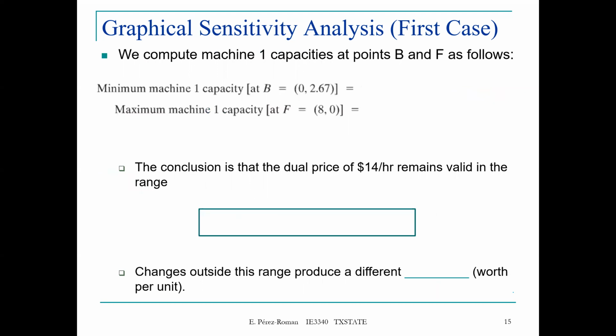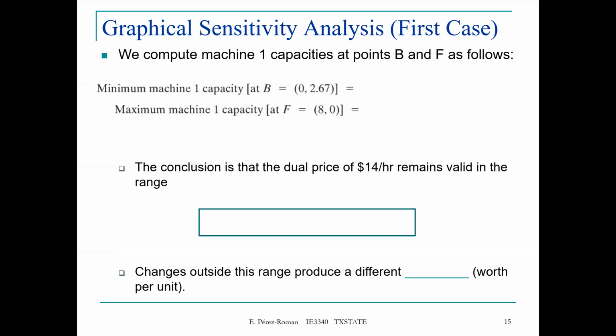Now we compute machine 1 capacities at points B and F as follows. The minimum machine 1 capacity at B is going to be at 0 and 2.67. So 0 and 2.67 are the coordinates for point B. And the maximum machine 1 capacity happens at point F, which has coordinates of 8 and 0.